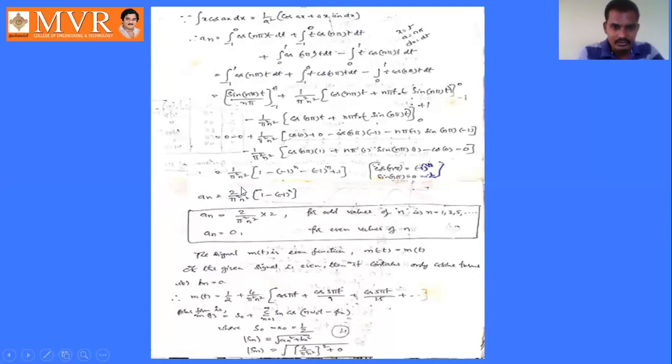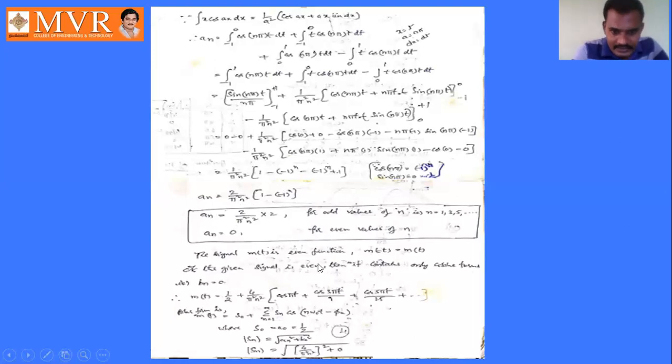So an becomes 2 by pi square n square into 2 if the value of n becomes 1. If n becomes 1, it is 1 minus of minus 1, that is 2. So 2 into 2 by pi square n square. So 1, 3, 5, 7, like that. If the values of n are odd values, then it will become 4 by pi square n square. If the values are even values, it is minus 1 whole power 0, that is 1, 1 minus 1, 0. So an becomes 0. So for odd values of n, the value of an becomes 4 by pi square n square. For even values of n, the value of an becomes 0.